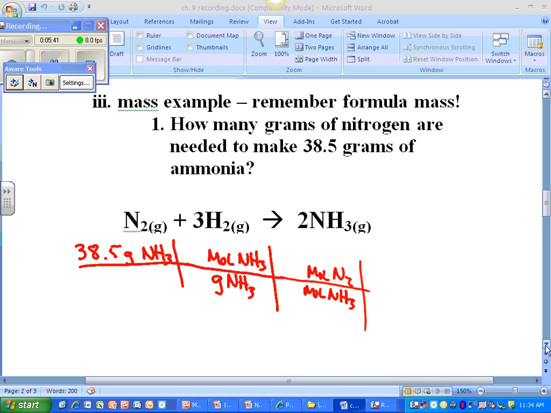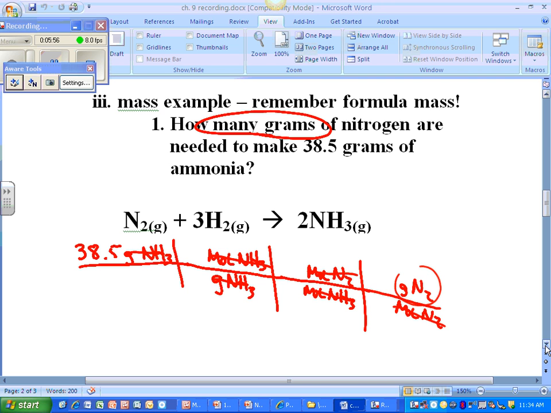And the problem is asking, again, how many grams? So I'm going to convert moles of nitrogen into grams of nitrogen. Now the problem is all set up. Grams have canceled, moles have canceled, moles of what I need is canceled. I'm left with grams, so I can fill in my numbers.